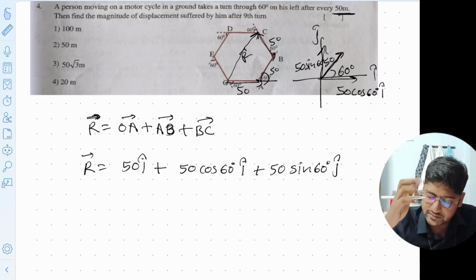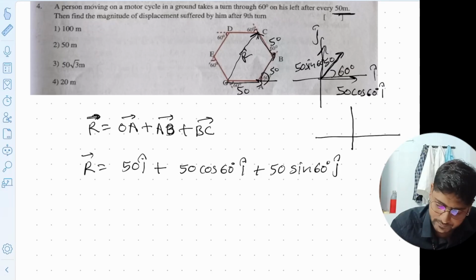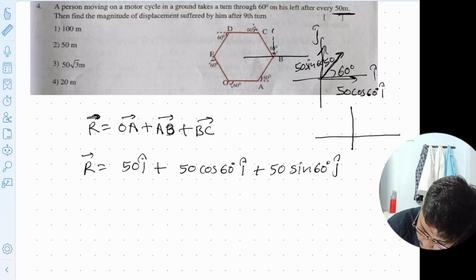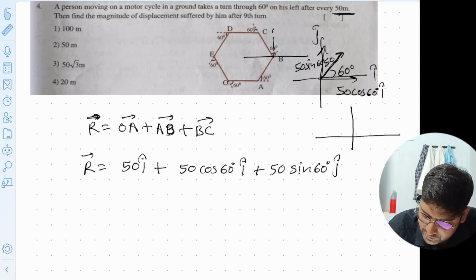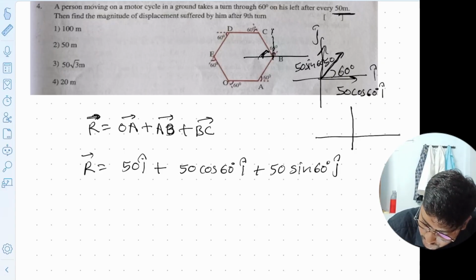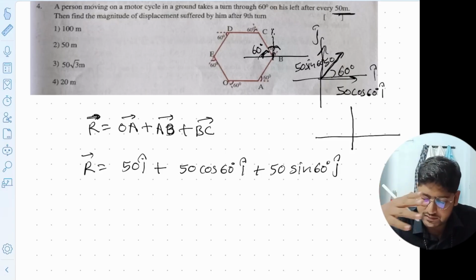Now the BC vector. BC vector is of that type. See here, this is our BC vector. So what will be the angle? Tell me, what will be this angle? According to geometry, this will be 30 and this will be 30, and the inside angle is 60 degrees in the BC vector.